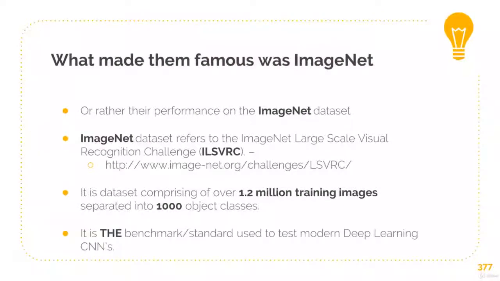So what made these models famous was their performance on ImageNet. ImageNet is part of basically the ILSVRC. That's the ImageNet Large Scale Visual Recognition Challenge. And it's basically the benchmark and standard used to test modern day CNNs. Now it comprises 1.2 million training images. It's a huge image data set in 1,000 object classes. You can see why it's so hard to get good accuracy in this challenge.